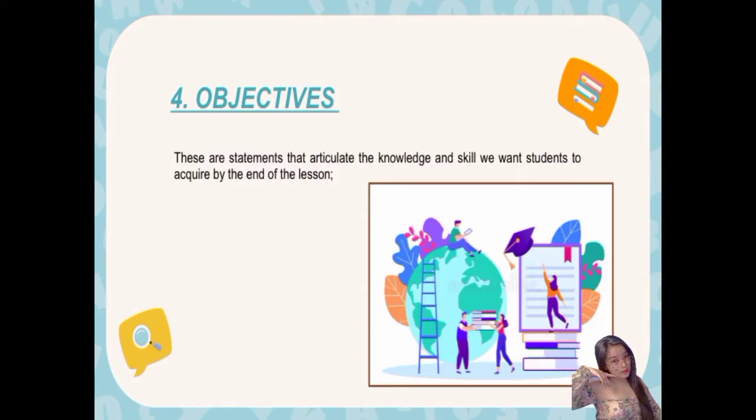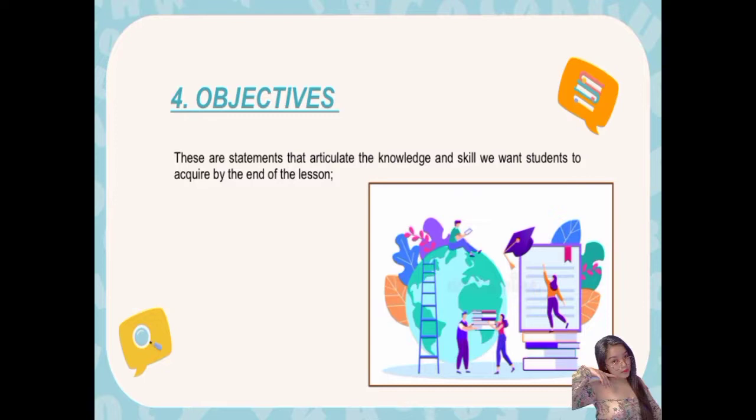Objectives. These are statements that articulate the knowledge and skill we want students to acquire by the end of the lesson. Learning objectives are defined as the aims that a learner should achieve by the end of a class. A lesson's objective explains the fundamental knowledge and abilities that we want our students to gain from it. Simply defined, it's what the learner can accomplish after learning about the unit.